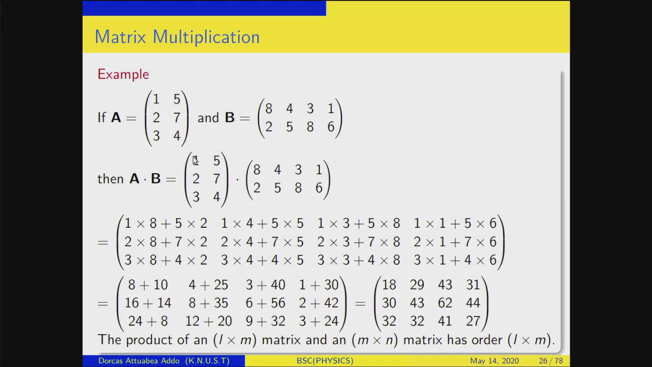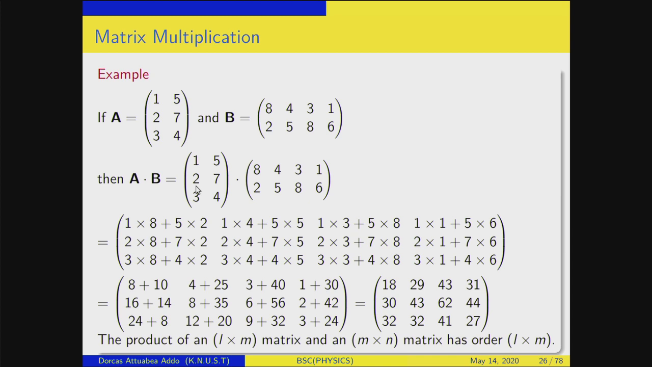So first row, first column. I pick 1 times 8 plus 5 times 2. That is my first row, first column. Then my first row, second column is what? You pick the row again, then you multiply by the second column. Then you do the same thing for the third and fourth. So that will be for the first row. Then you come to the second row and you do the same on each column.